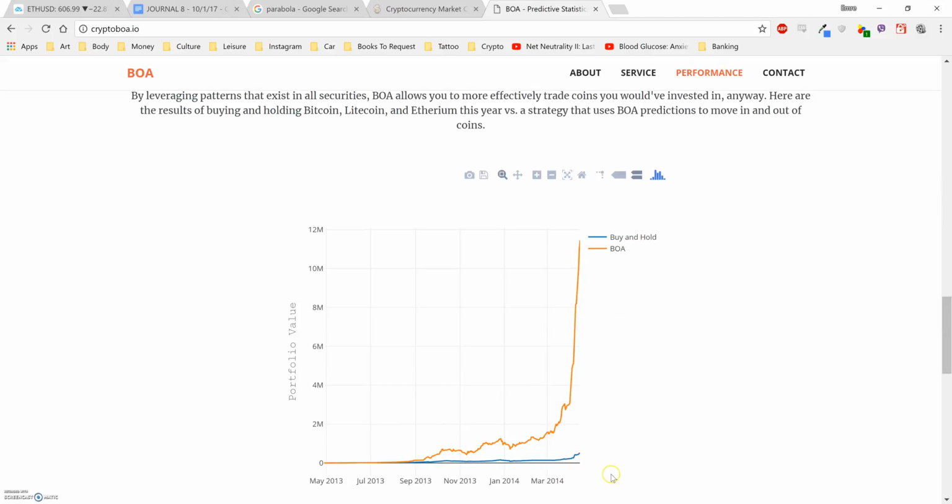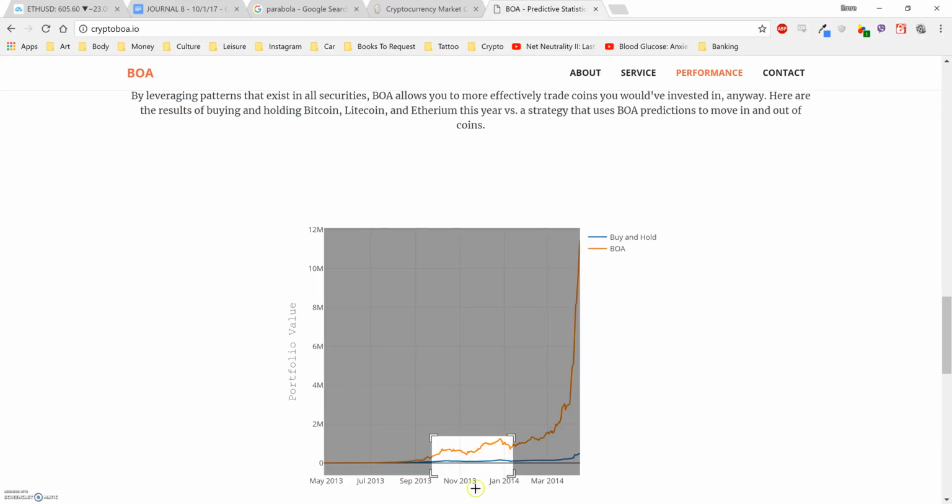But there's a reason for that, and that is because buy and hold does well. If buy and hold does well, BOA does better. That's because any security or any time series that trends up over time will have a first derivative, so its daily price change is dependent. Today's price change will be dependent on yesterday's price change, which means we can exploit those dependencies to get out and get in at the right times.